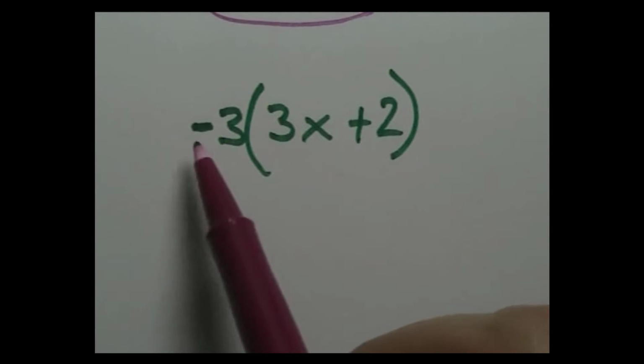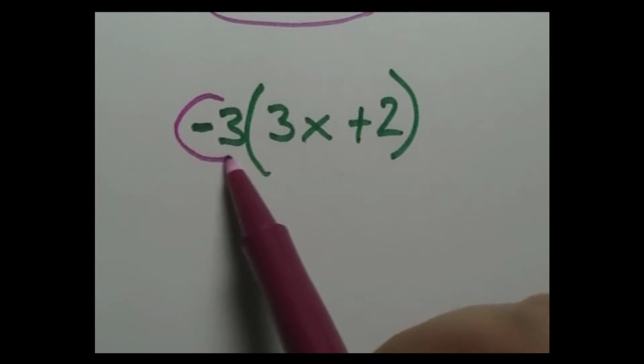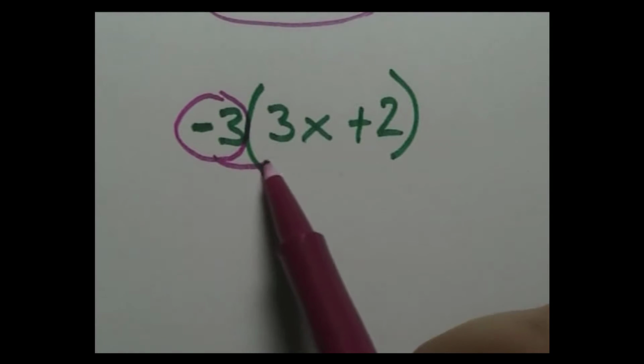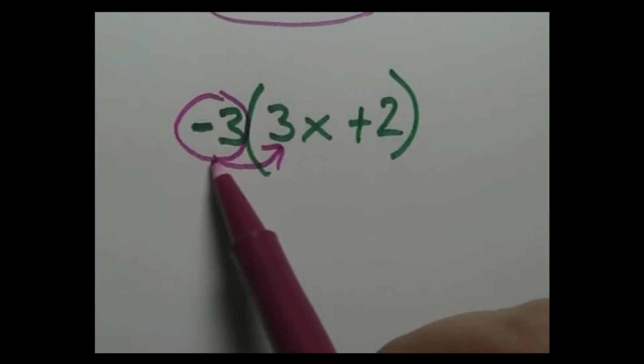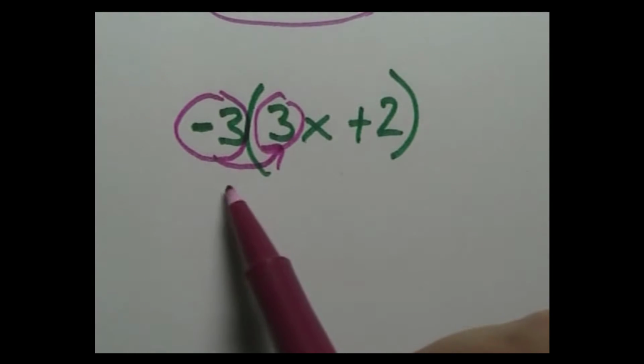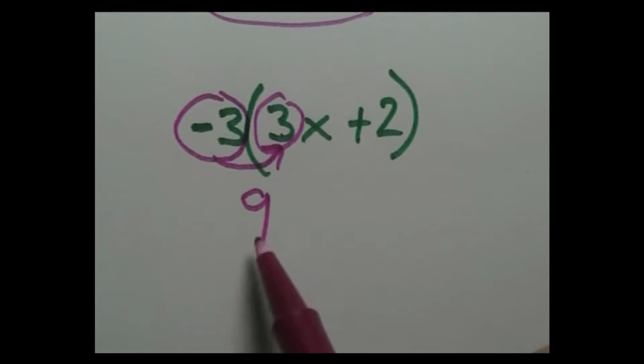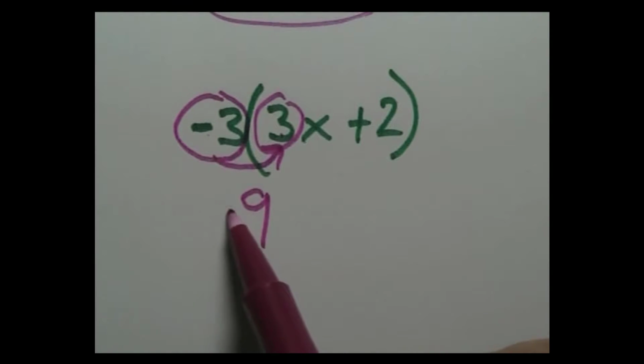Now notice this time we have a negative on the outside. Negative 3. So you multiply that by everything inside. So this negative 3 times 3. 3 times 3 is 9. And there's one negative, so it's negative 9.